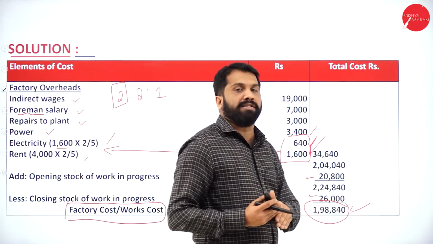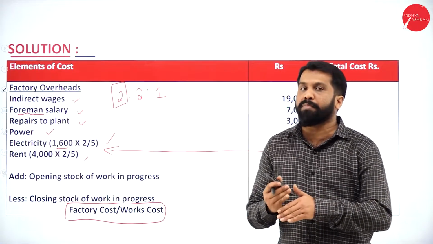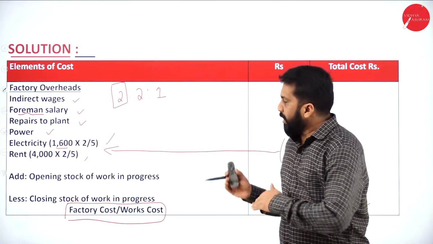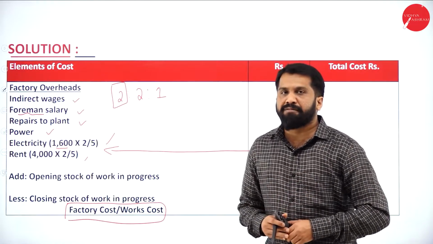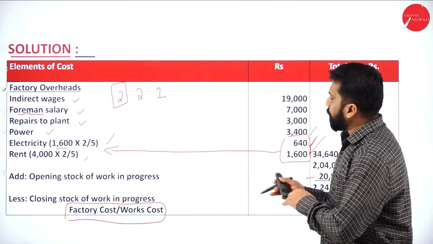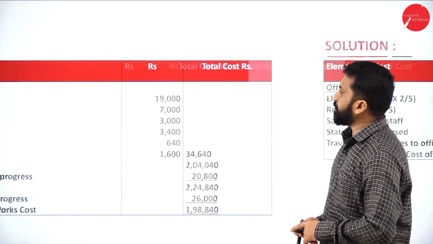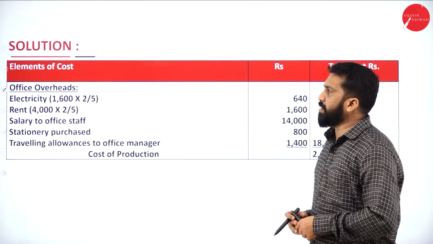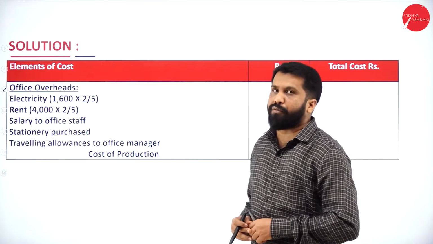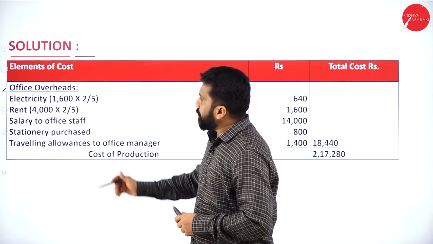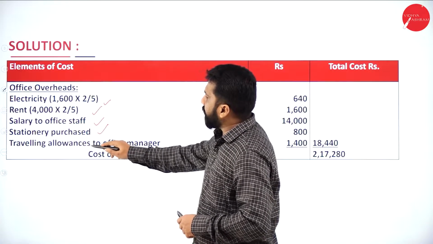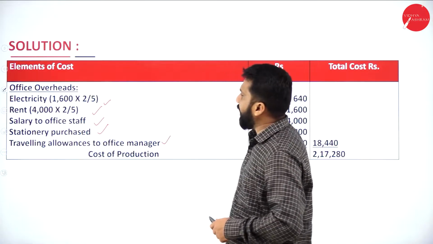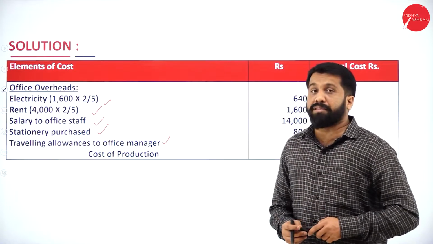Even though you know the concept, we are doing the same kind of problem many times. Why? Because if you do the repetition, it will be easy for you and it will be familiar for you. Now, up to this we have completed. The next part will be your second part, that is your office. Now, under office we have electricity, rent, salary, stationery, traveling allowance to office manager. These are what we have mentioned in the question.